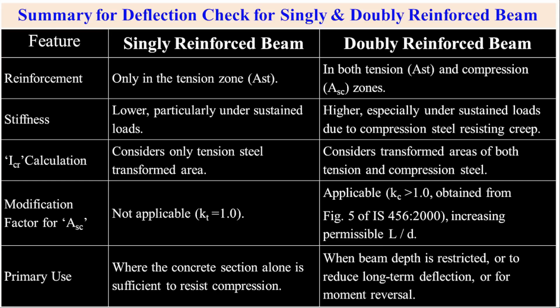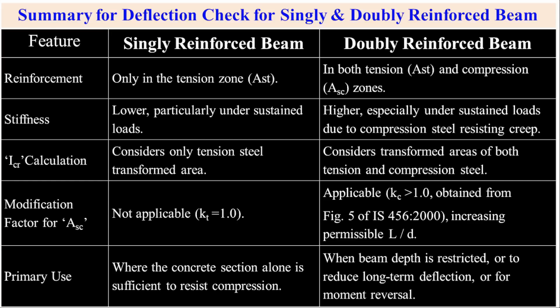Conversely, for a doubly reinforced beam, we have reinforcement in both the tension, AST, and the compression, ASC, zones. Next, looking at stiffness. Singly reinforced beams generally exhibit lower stiffness, particularly when subjected to sustained loads. Doubly reinforced beams, on the other hand, have higher stiffness, especially under sustained loads, primarily due to the compression steel resisting creep. Moving to the ICR calculation, or the cracked moment of inertia calculation.